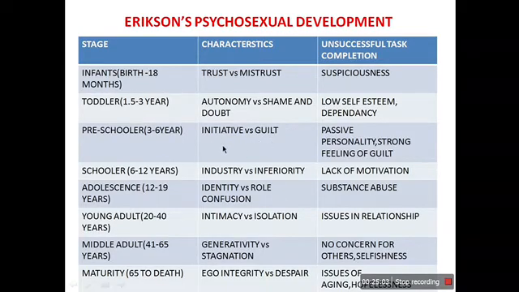Initiative means the patient or the baby will start to manage or control his or her problems alone, without depending on others. Then the scholar stage starts from 6 to 12 years. In this age the characteristic is industry versus inferiority. Industry means here the patient will have confidence in the ability to do something. That is industry. And if he cannot do that, then in future the patient will have inferiority problems, lack of motivation problems, etc.